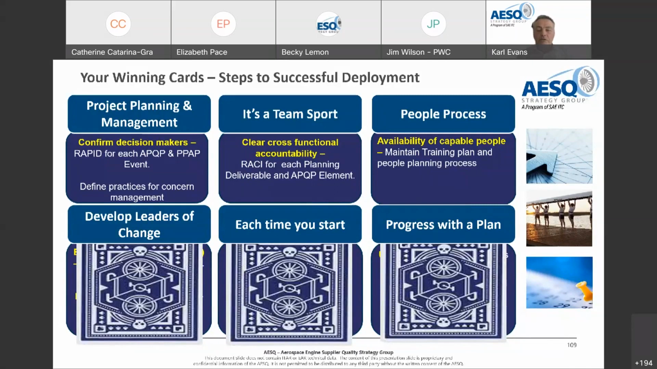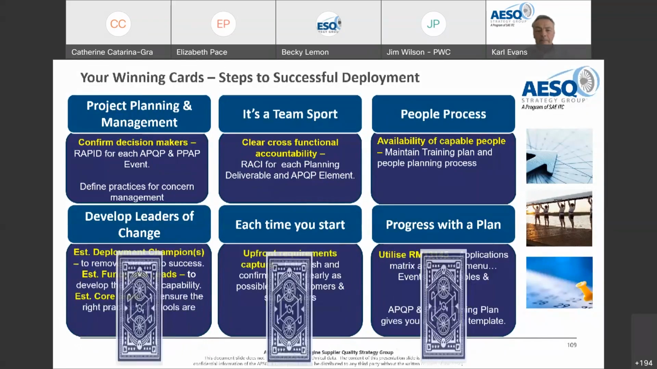People processes. What's really important about APQP is maintaining training plans and people planning processes. In other words, having the right people who are capable at the right point in time. So consider how you're developing your people in your business and how you actually resource manage projects associated with APQP. Could you reveal the next one, please?